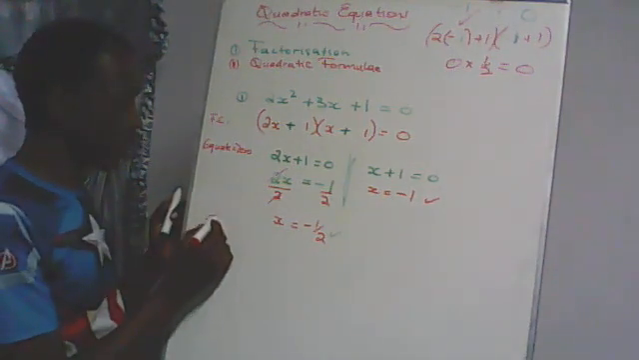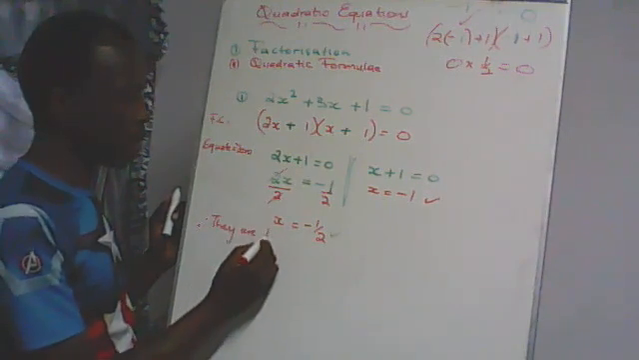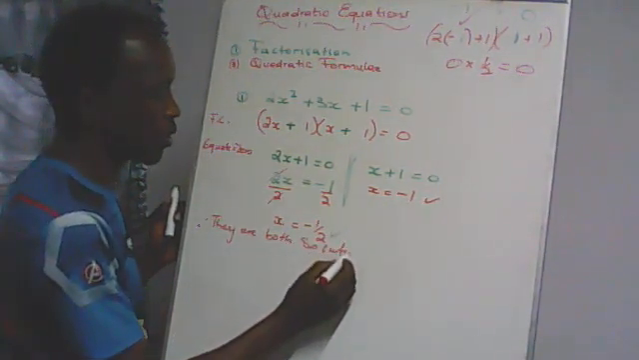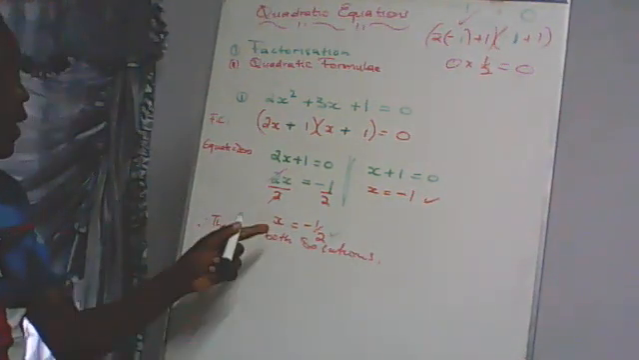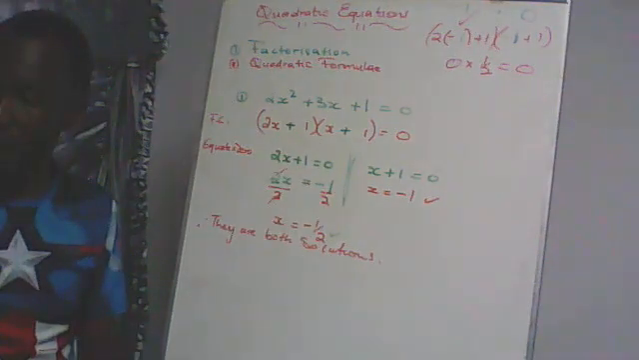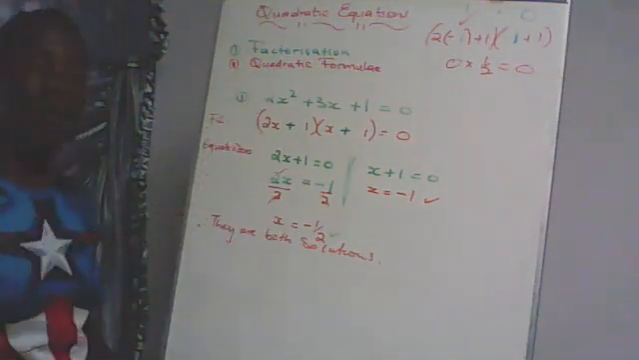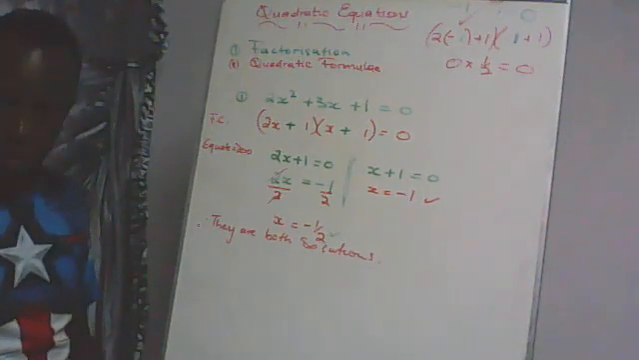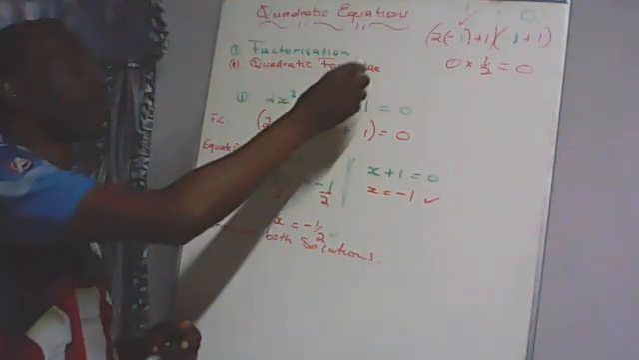Now, therefore, they are both solutions. That means -half and -1 satisfy the equation 2x² plus 3x plus 1 equals 0. Now, we are done with factorization.